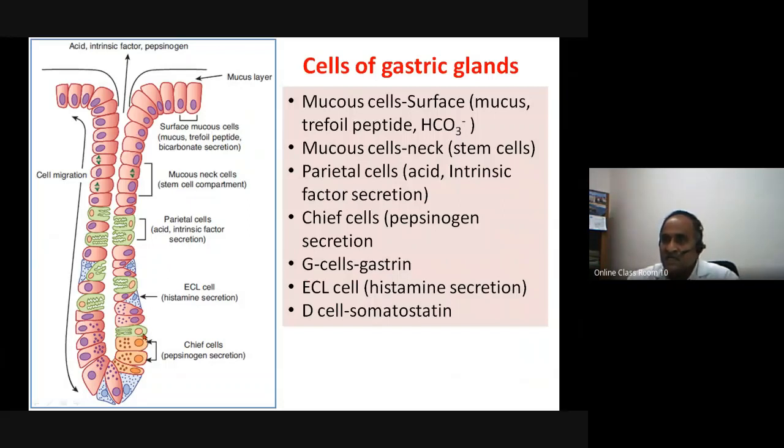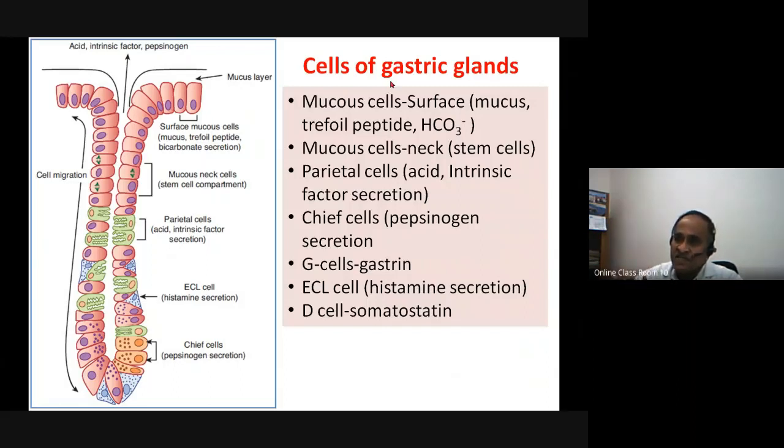It's not shown here. Some of those cells may be in the area. They are secreting gastrin. Then we have another type of cell known as a D cell, which secretes somatostatin. These are the various cellular components of the gastric glands. The cellular components vary from the areas of the stomach.